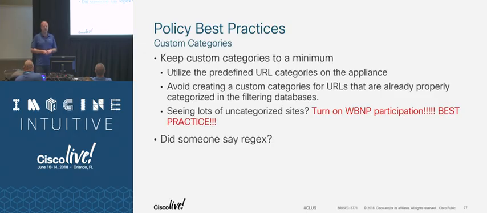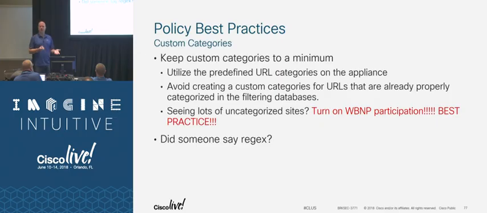So we have customers who will be converting to us from, insert competitor name here, and they have this nice big blacklist with hundreds and hundreds of domains on it. And they just want to take that, import it over, and throw it into our box. And they want to make a custom category to do so. Run those through the device first to make sure that we're not already categorizing those.